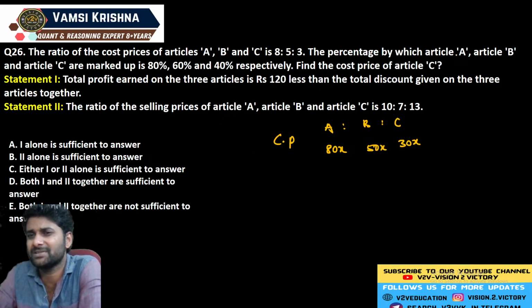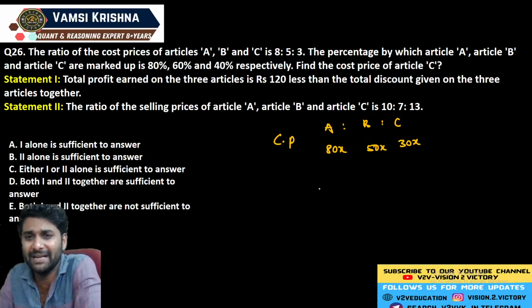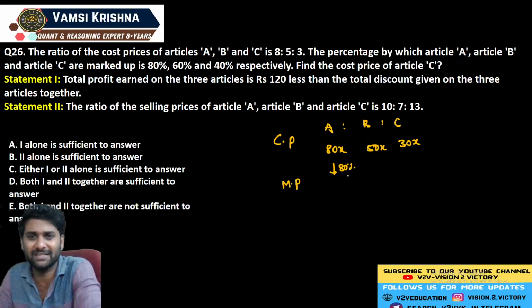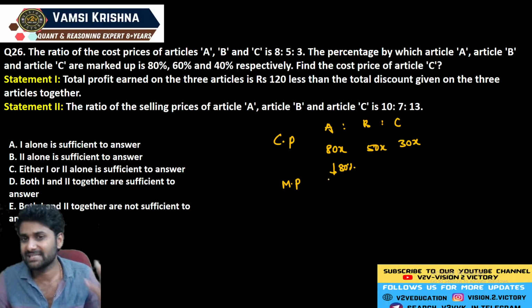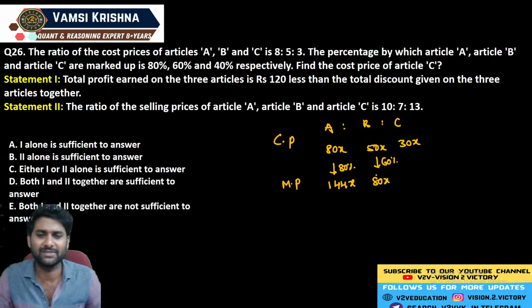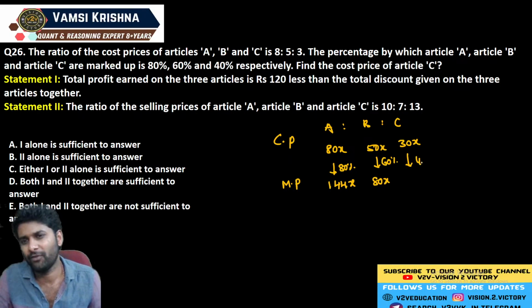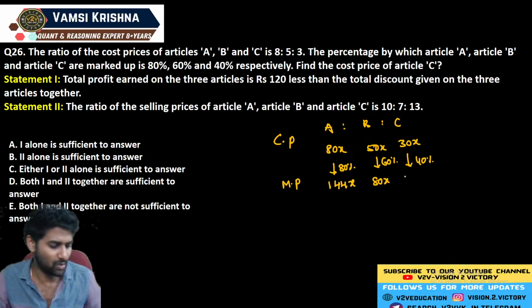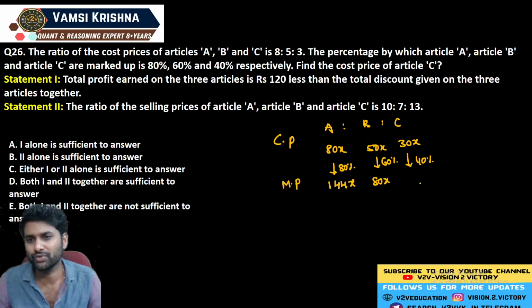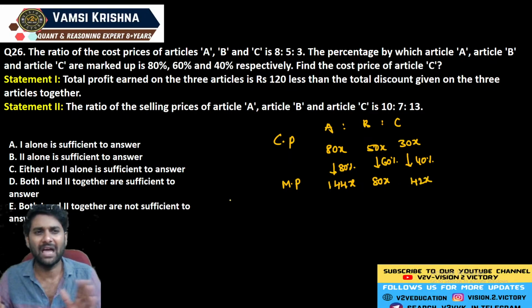See, they clearly mention the percentage by which articles A, B, C are marked up. A is marked up 80 percentage. If it increases by 80 percentage, 80 percentage of 80 is 64 units. Now it becomes 144x. Now B increases 60 percentage. Now it becomes 80x. Why? Because 60 percentage of 50 is 30, and 40 percentage of 30 is 12 units. Now it becomes exactly equal to 42 units.